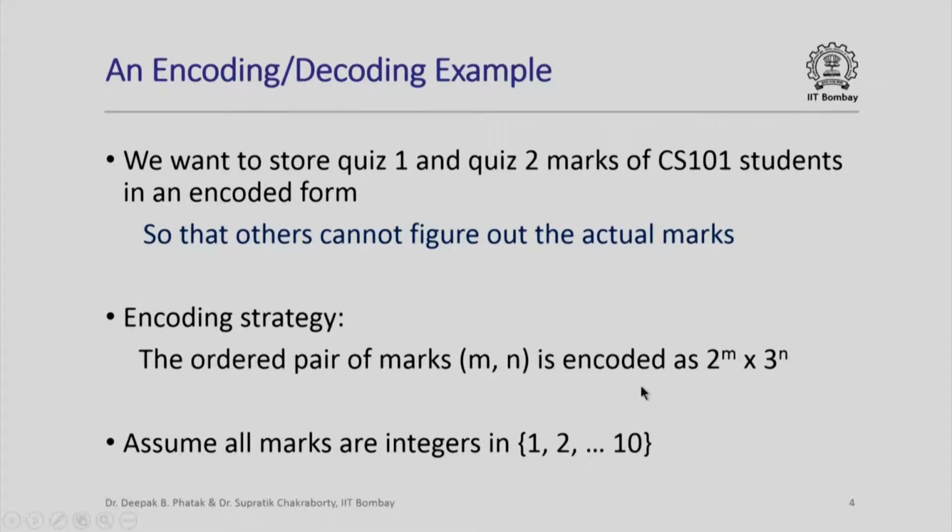Now those who know about how any natural number can be factorized uniquely as the product of powers of primes will realize that since 2 and 3 are prime numbers, if I give you this number 2 raised to m times 3 raised to n as one integer, it is not difficult to extract out m and n from this single number, and therefore this is indeed an encoding that can be decoded without any loss of information. Nevertheless, this is the encoding strategy specified, and we have got to write a C++ program that does this.